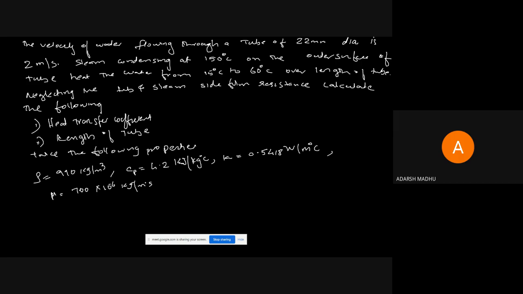Okay, so how can we find out the value? The given data are rho, Cp value, K value, and mu value. Here mu is given, so we use the particular value of mu in the equation for the Reynolds number, the Prandtl number, the Nusselt number, etc. We are using those values in this method of solving the problem.